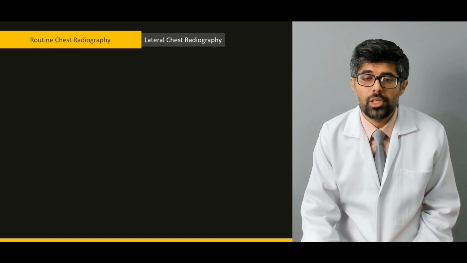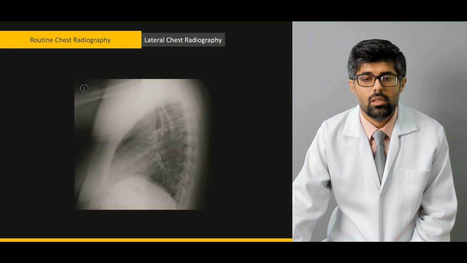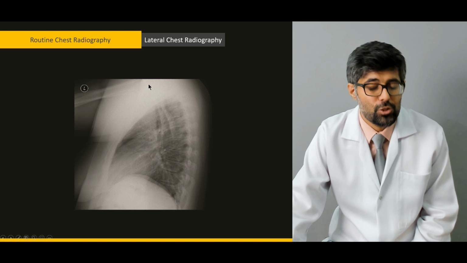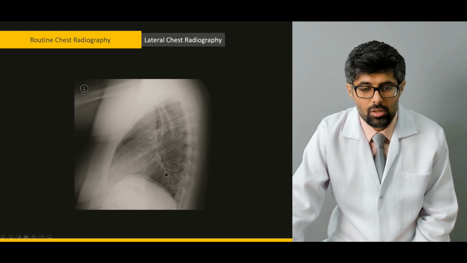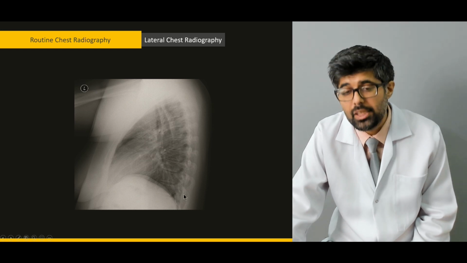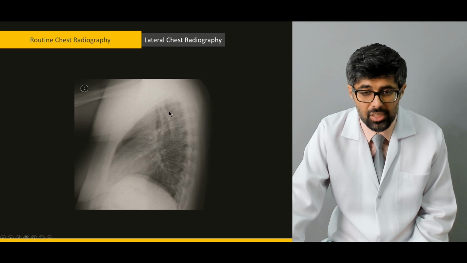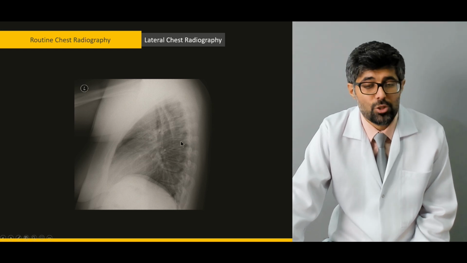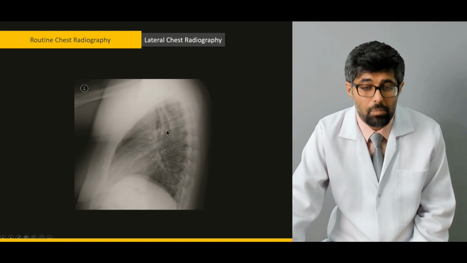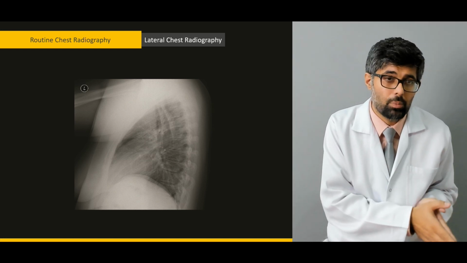Now let's go for the lateral chest radiograph. Again, the apices should be visualized. The costophrenic angle should be visualized along with the diaphragm and the vertebral column. The mediastinum should also be visualized in a good manner, neither hyper nor hypo.